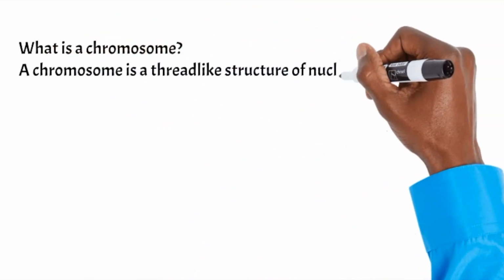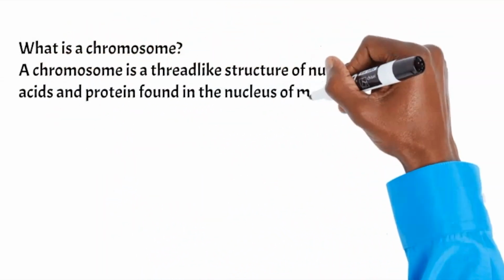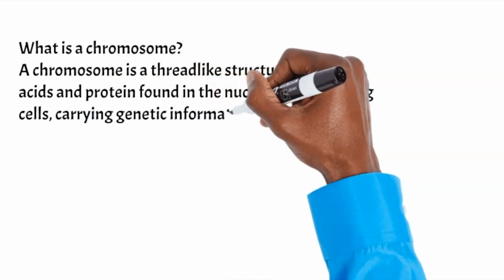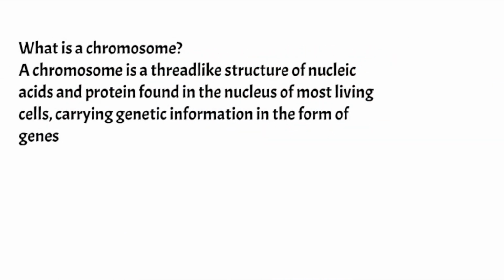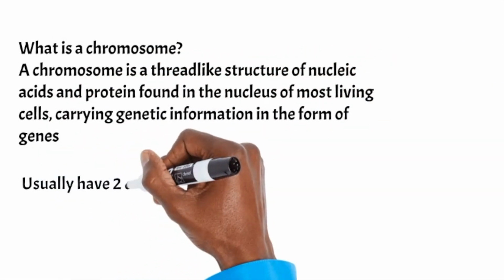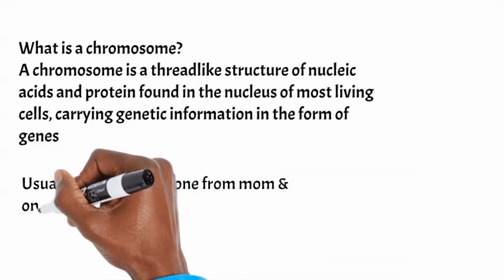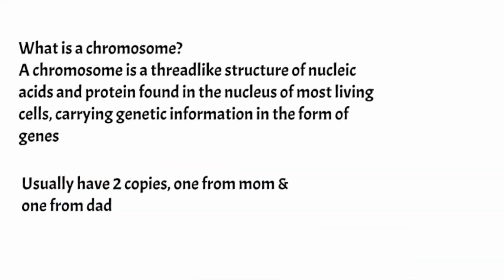Well, let's talk a little bit about chromosomes. So what exactly is a chromosome? A chromosome is a thread-like structure of nucleic acid and also proteins that are found in the nucleus of most living cells, and they carry genetic information in the form of genes.